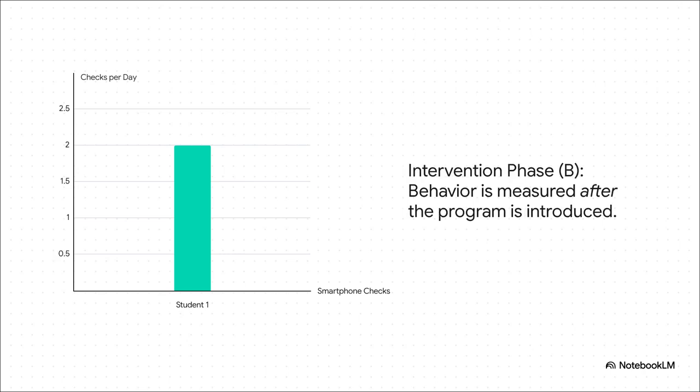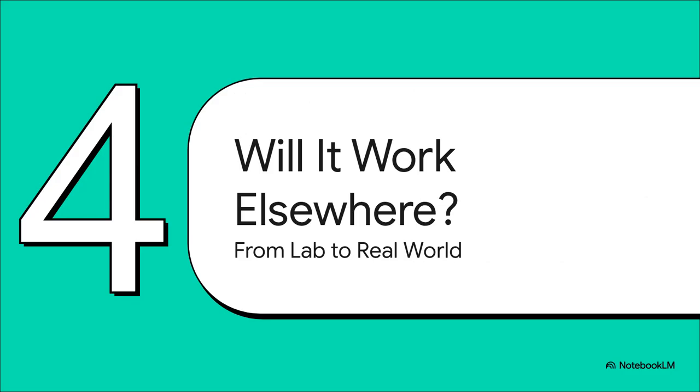And then we introduce our intervention. This is phase B. Maybe we give the students some new strategies or coaching. We keep measuring and wow, look at that. The number of phone checks absolutely plummets. Seeing that sharp, dramatic drop from A to B gives us really powerful evidence that our program actually worked for this specific person. So great. We figured out how to be confident that our program worked in our specific study with our specific people.